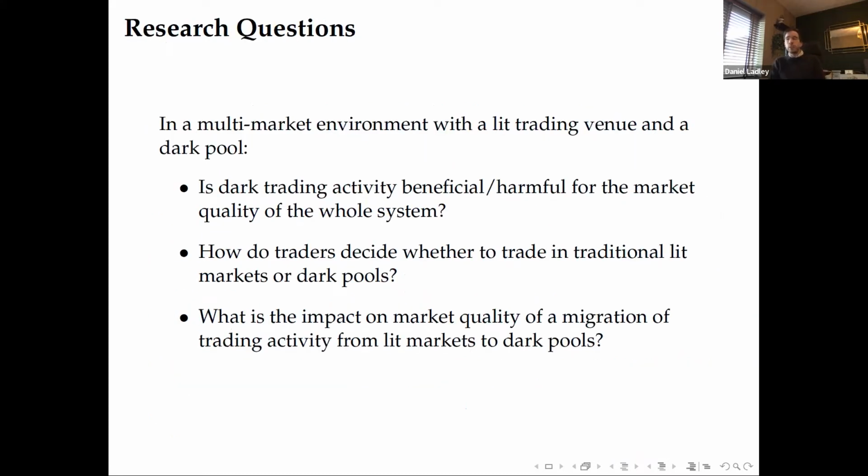In this paper, I'm going to talk about whether the existence of dark pools is beneficial to traders and markets, both separately and together. I'm going to talk about where traders should prefer to trade: in traditional lit markets, or in dark pools. And I'm also going to talk about how the design of dark pools matters. There are many design questions for institutions designing and creating dark pools.